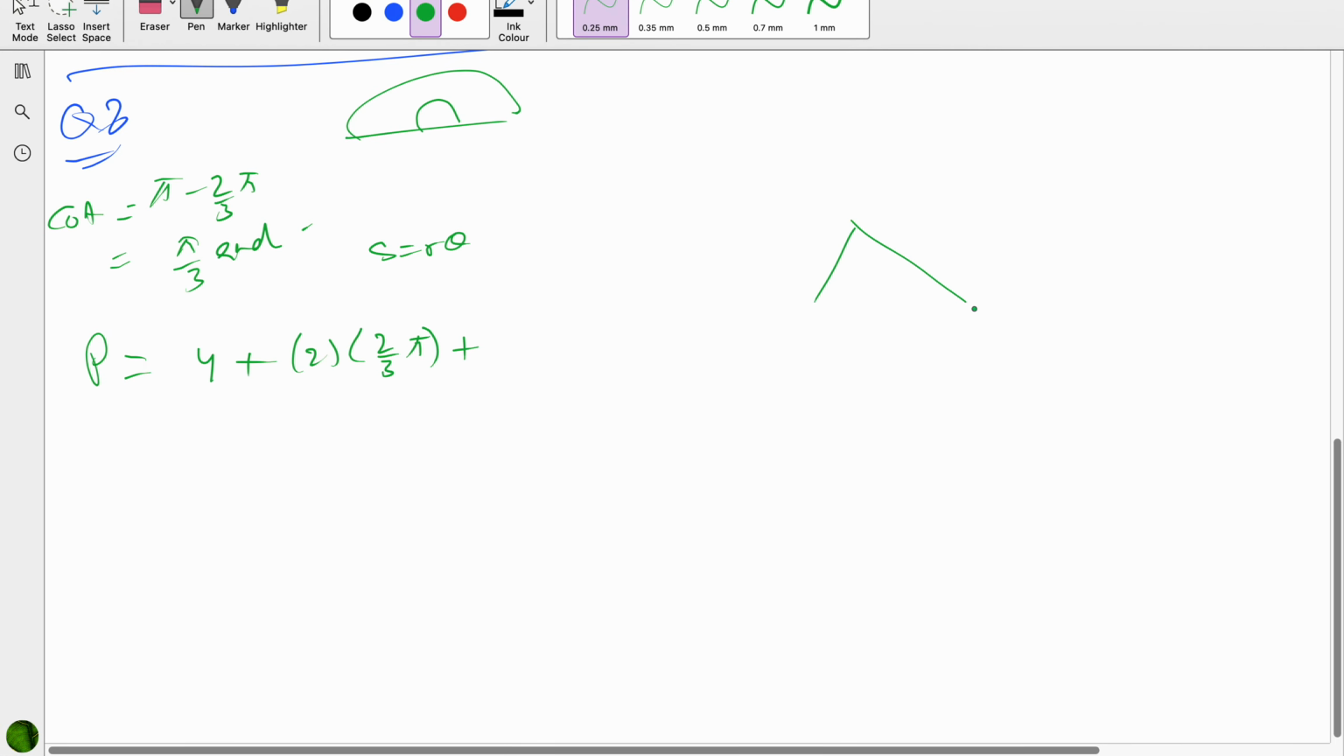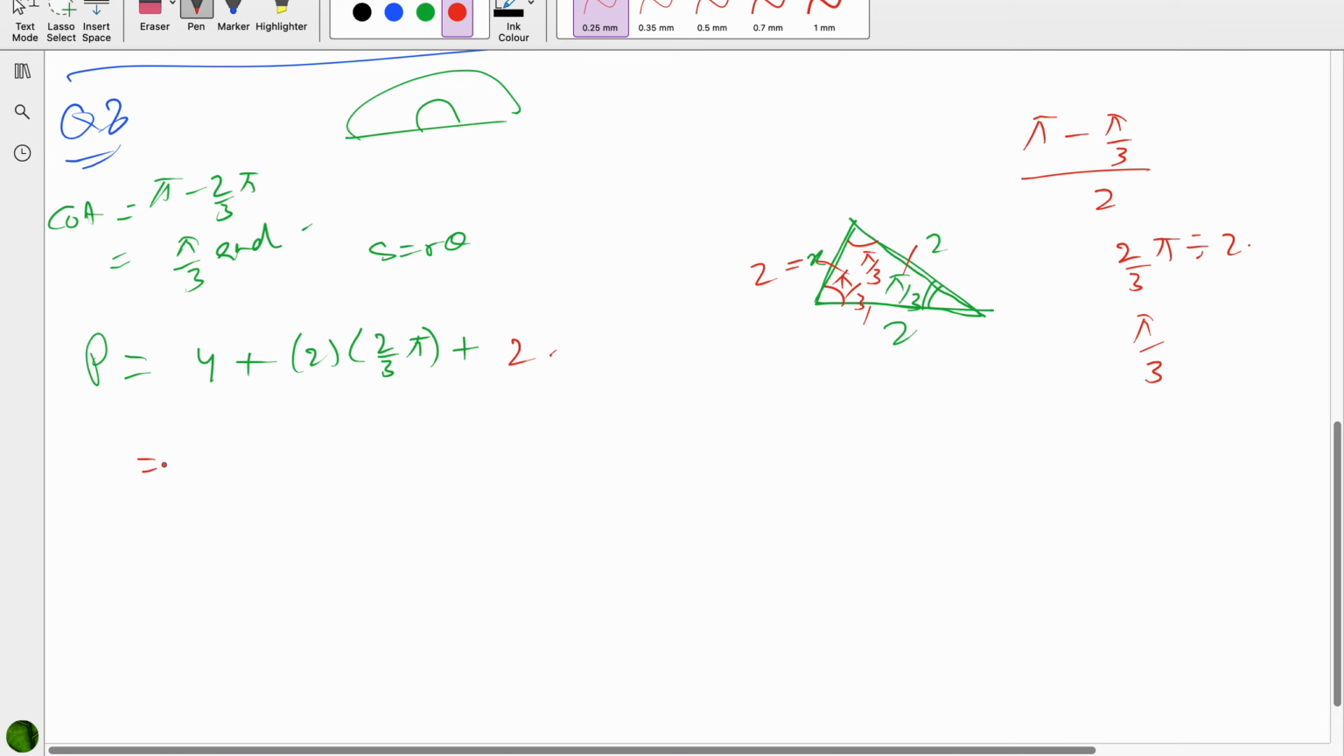AC is part of the triangle in which we know the radius, that is 2. This is unknown and this angle is pi by 3. There are two ways we can solve this: either we use the cos rule or the sine rule. We can find these two angles. This is pi minus pi by 3, divided by 2, because this is isosceles, both are radius. So that is 2 by 3 pi divided by 2, which is pi by 3. So all the angles are pi by 3, and this is an equilateral triangle. So x is equal to 2. There was no need for sine or cos rule because it came out to be an equilateral triangle. So 4 plus 4 by 3 pi plus 2 is 6 plus 4 by 3 pi centimeters. That is the perimeter.